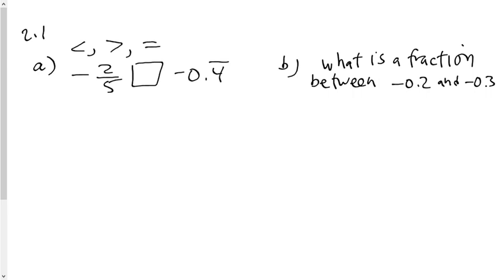The first question from 2.1 gives us two questions. It says, A, which is greater than, less than, or equal to: negative 2/5 and negative 0.4 repeating? Remember, this little line here means it's repeating. So if we think about what that means, it is the same thing as negative 0.444 dot, dot, dot. Right? That's negative 0.4 repeating.